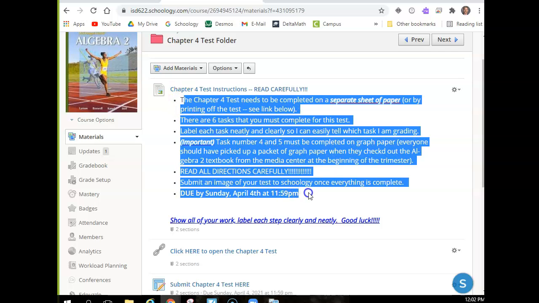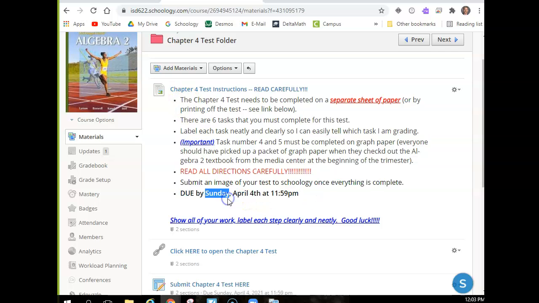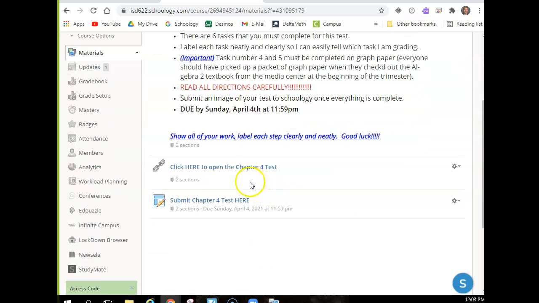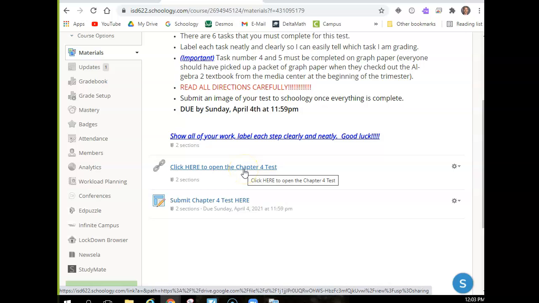Read this, just important. It's what we talked about. Notice it's not due until Sunday, April 4th, which, if you have questions, gives you a couple of days to get caught up. And then if you click on this link, it will open up to the image I had just shown you. And then here's where you submit a picture of your work and you submit the test, and do that all by April 4th.